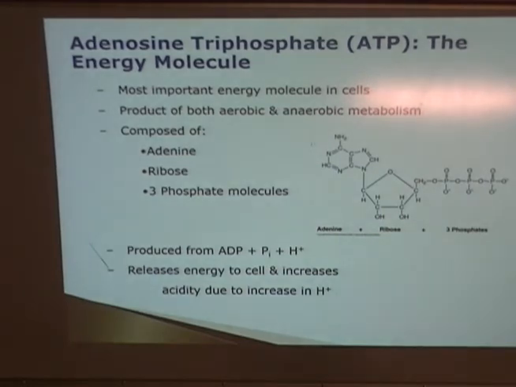Okay. So when we break down the ATP, we get an inorganic phosphate, we get an energy bond that's released that we can use for muscle contraction or we can use for something else. And we get a hydrogen release, which we have to keep an eye on because if the hydrogens build up, then the enzymes just say, I quit, I'm not doing my job anymore.